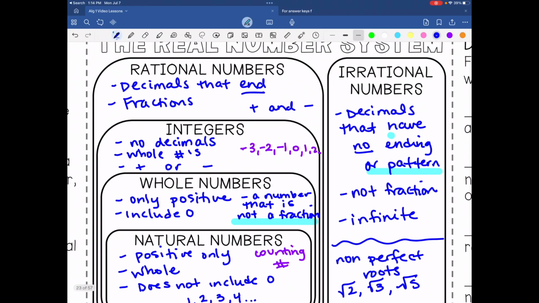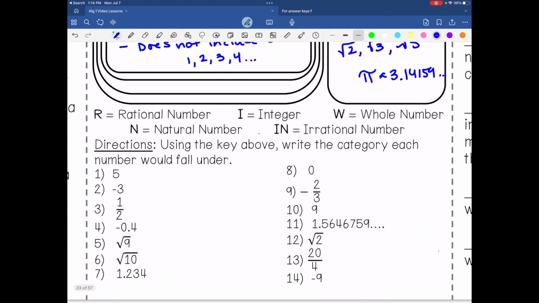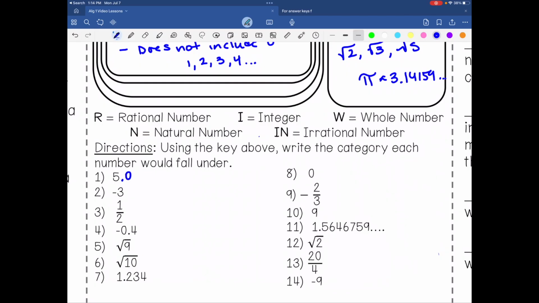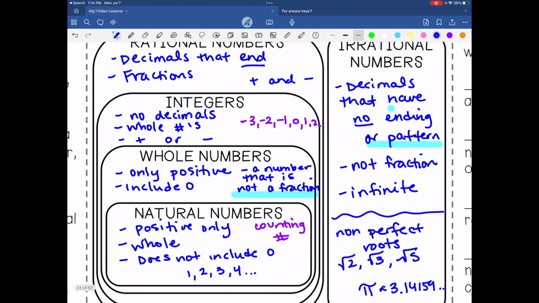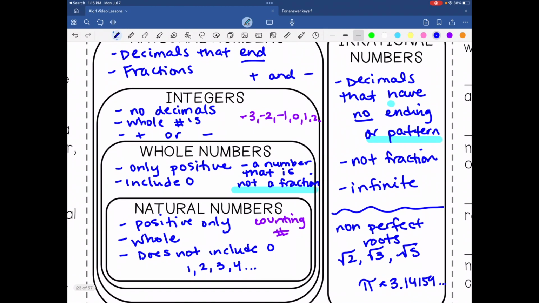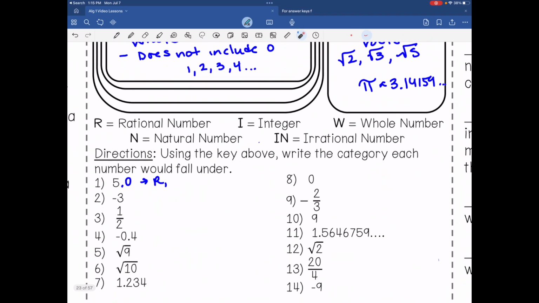Is 5 a rational number? Yes, 5 is a rational number because it's a decimal that ends, right? There's not a decimal, but we could make it into a decimal, right? 5.0. So that is definitely a rational number. Is 5 an integer? Yes, 5 is an integer. It's a whole number that can be positive or negative, right? So 5 is also an integer.